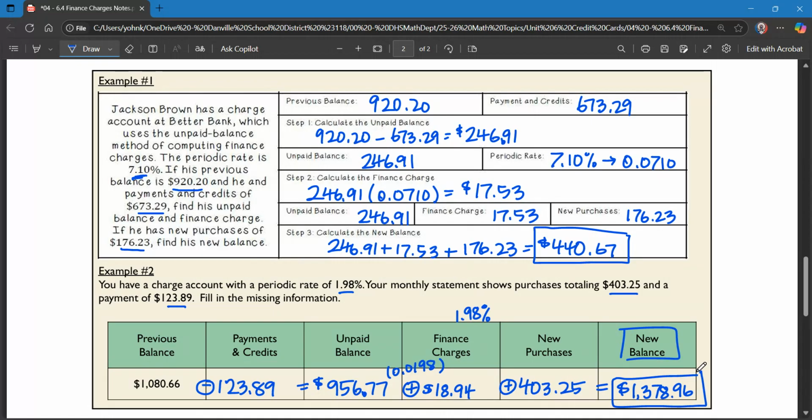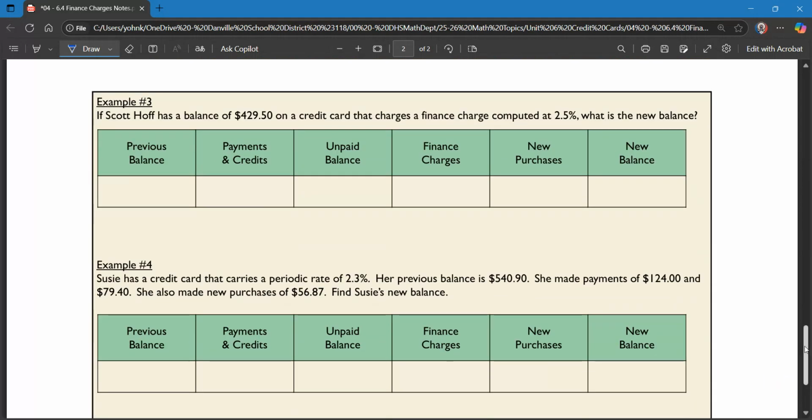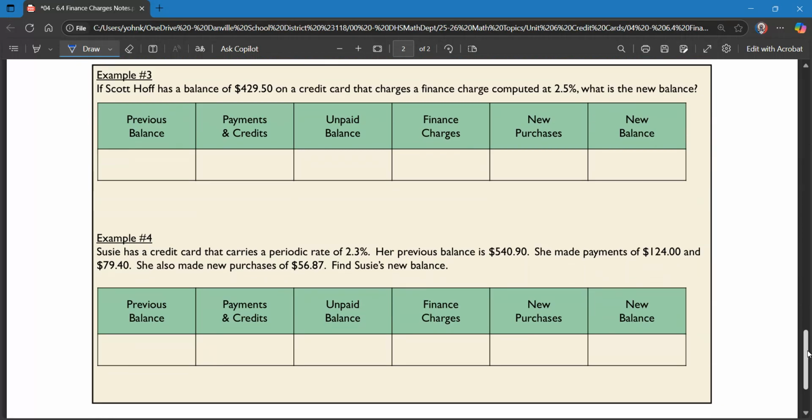So as long as you can remember what gets added and what gets subtracted, it's not that bad. Moral of the story, pay your balance off. Then you won't have to calculate any of these finance charges. You have zero. Okay, example number 3.